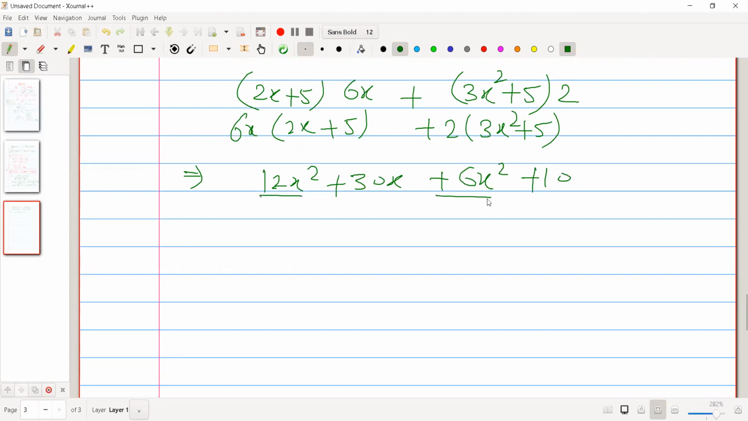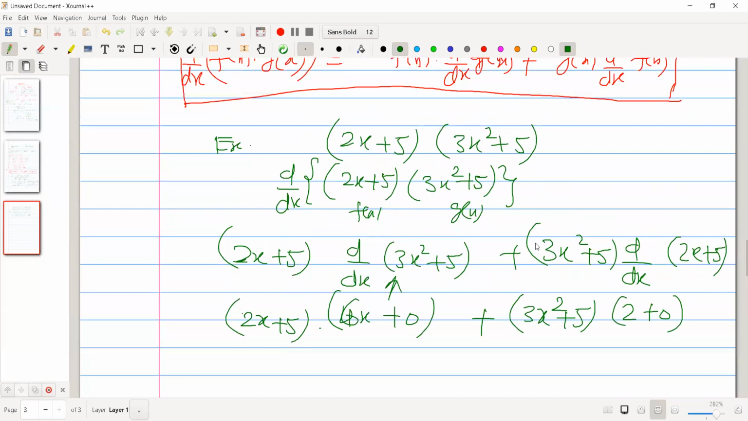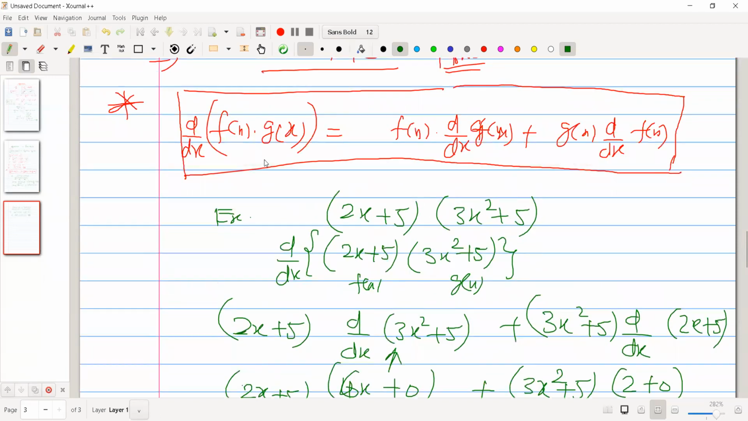You know, these are the same terms. You can add them because they have the same sign. So this will be 18x square plus 30x plus 10. This is my final answer. So this way we can find out the derivative using the product rule, how to apply the derivative of a product function.